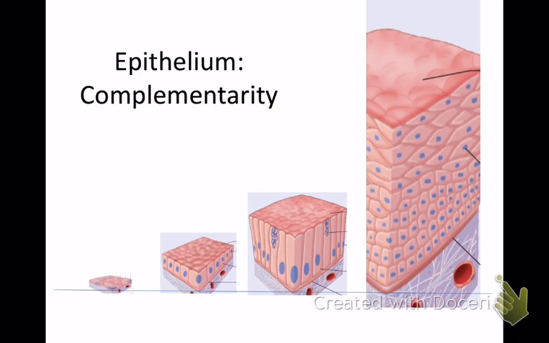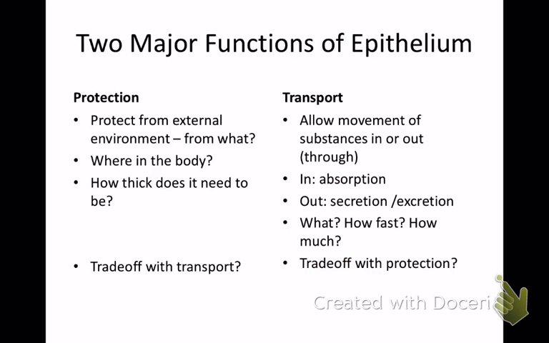All right, so now we're going to focus on one of our themes, complementarity of structure and function. What did it mean to be complementary? They work together. If you know the one, you can predict the other. So the complementarity of structure and function, in the case of epithelium, has to do with, clearly, how thick the different types of epithelium are. And we have two different kinds of functions of epithelia that are in direct conflict with each other. If you're good at one, you're not going to be good at the other.